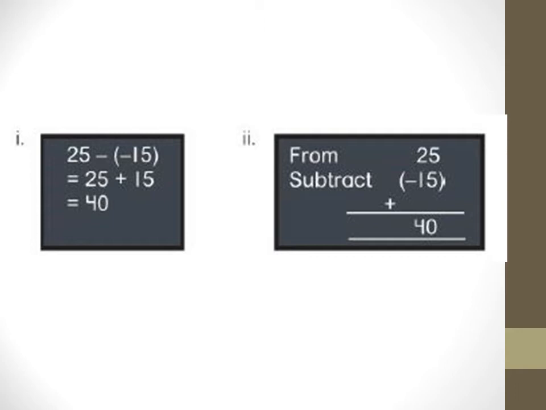Now, look at the first one. We are doing the addition using the horizontal method. The calculation is done horizontally. And in the second part, we are doing the same calculation vertically in a column. So this is the basic difference between adding two numbers horizontally and vertically.